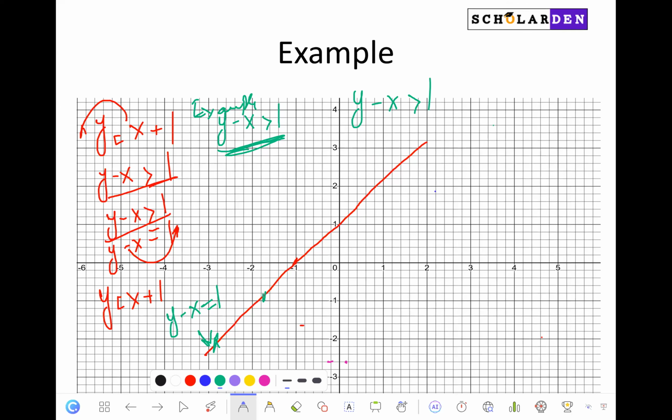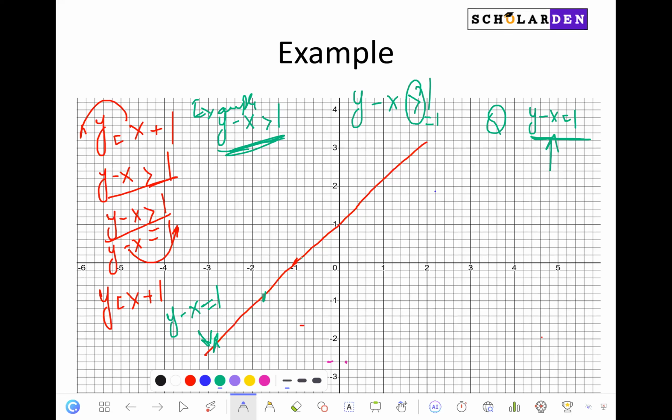The question states that we find out the region where y minus x is greater than 1. So first of all, what I did was I changed this inequality to the equality sign, and I got y minus x is equal to 1. I changed it into the slope intercept form, and I drew this line, and this is the boundary. Any coordinate on this line satisfies y minus x is equal to 1.